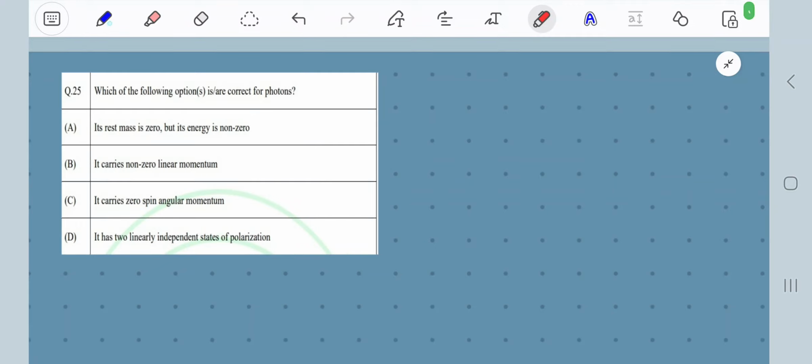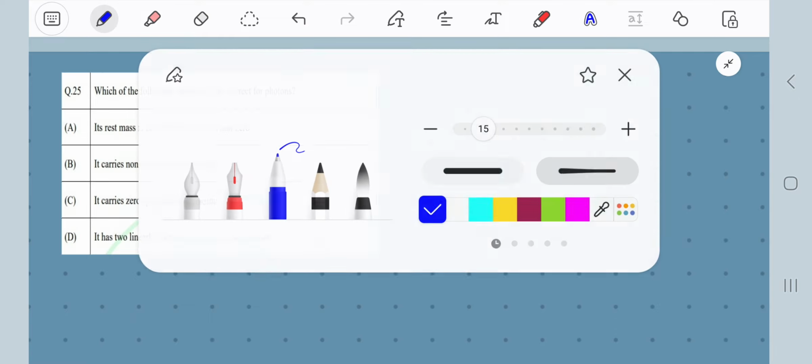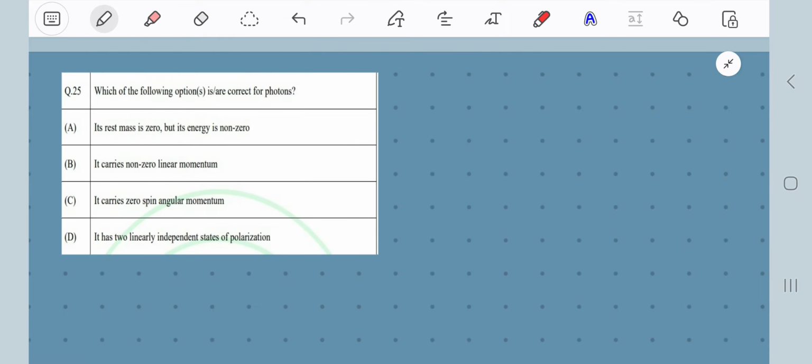Okay, so this is problem number 25, GATE 2025 Physics. So what are we given? It is said: which of the following options is or are correct for photons. Okay, so we are being asked that its rest mass is 0 but its energy is non-zero.